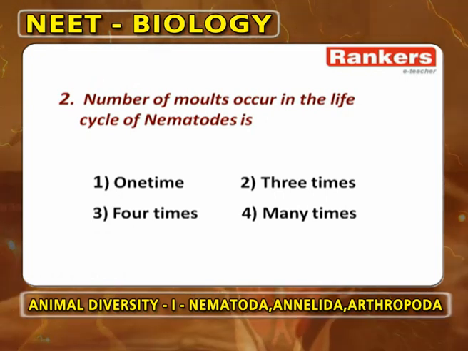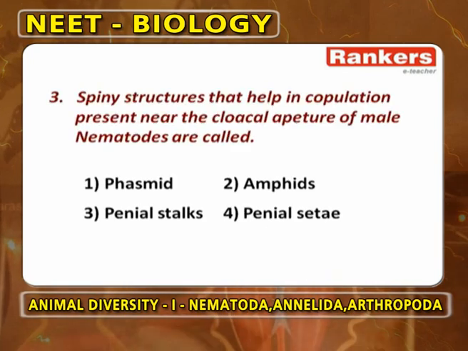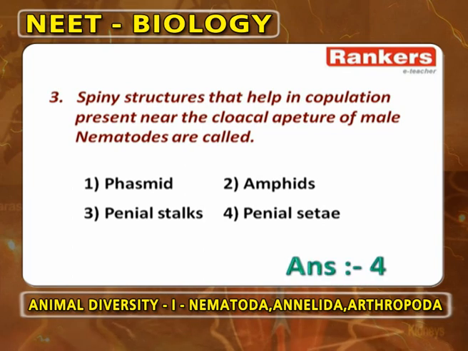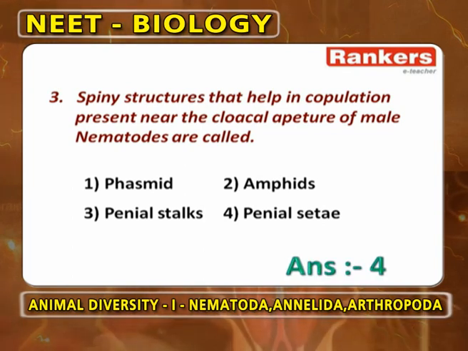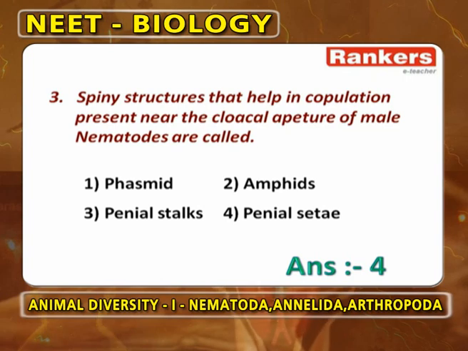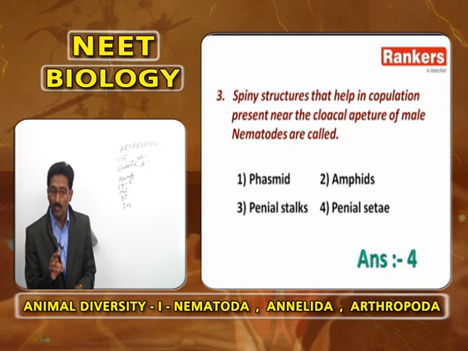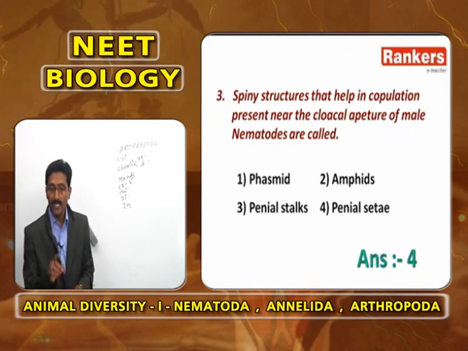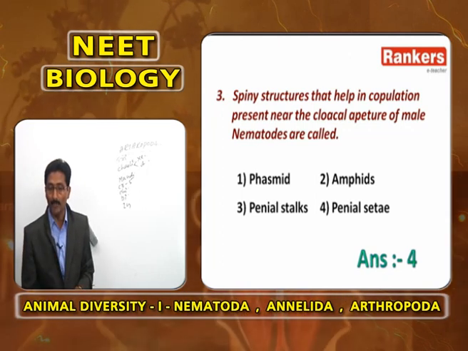Now, go for the third question. What is the third question? Spiny structures that help in copulation present near the cloacal aperture of male nematodes. In all male nematodes, at the cloacal region, 2 copulatory spicules are present. In some, only 1 copulatory spicule is present. In some, 2 equal copulatory spicules. In some, 2 unequal copulatory spicules. Such copulatory spicules are called penial setae.